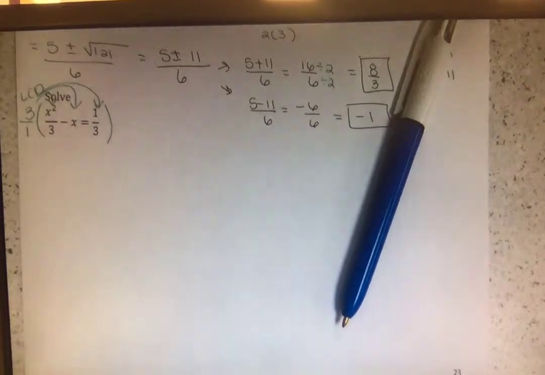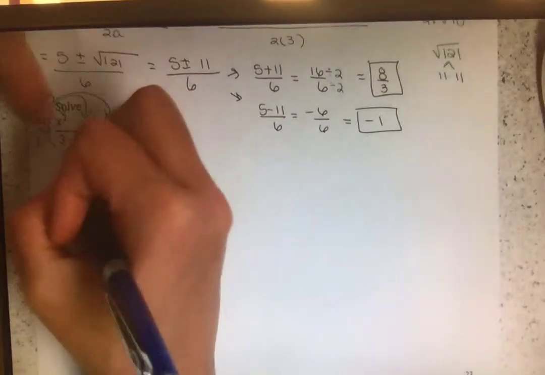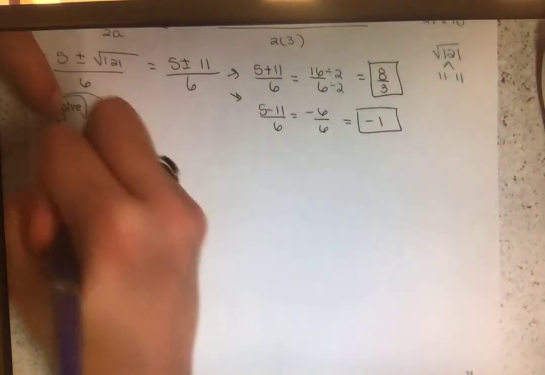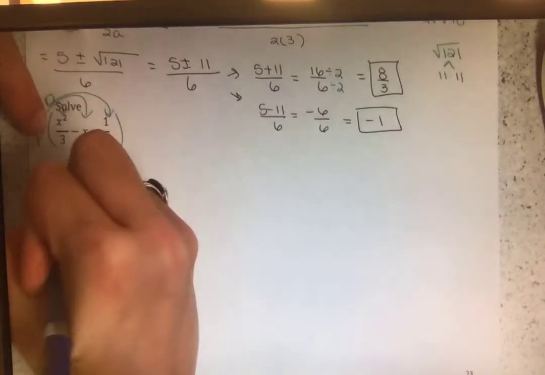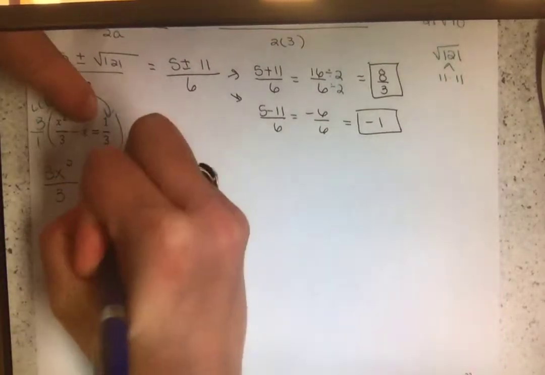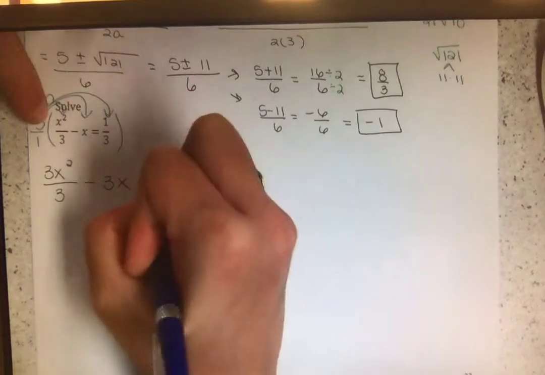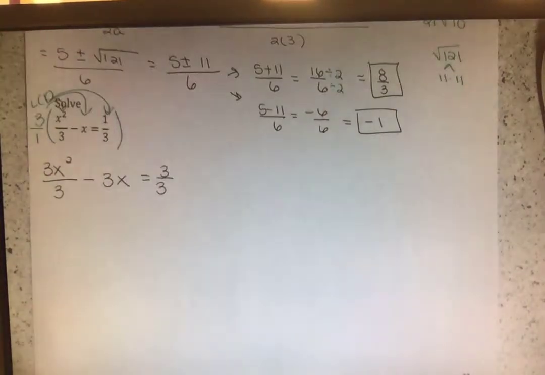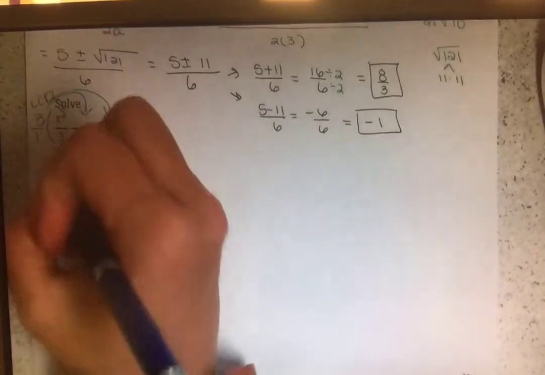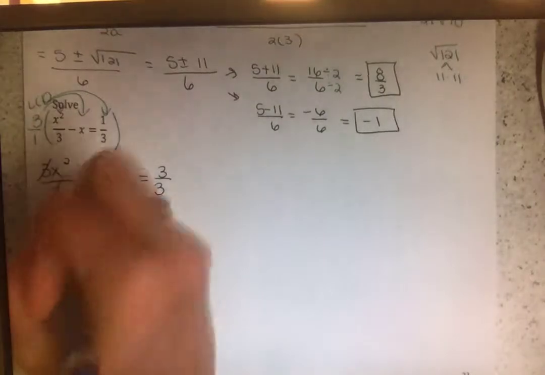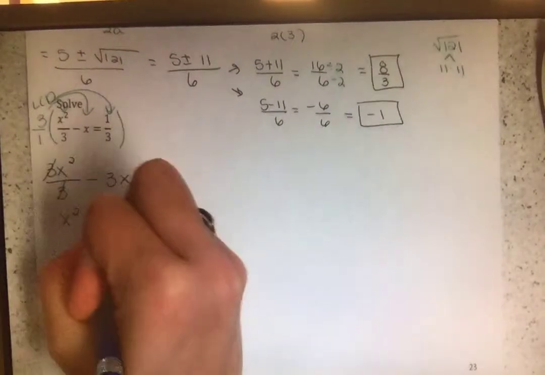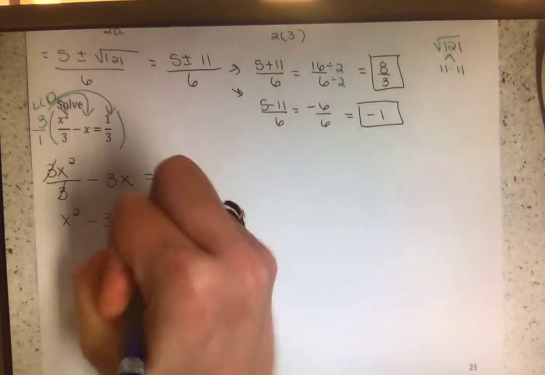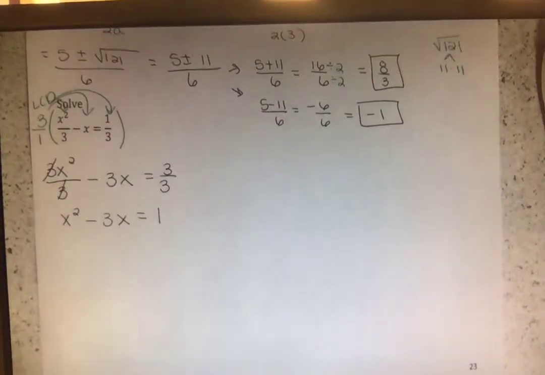So multiplying fractions, we're going to multiply straight across. 3 times x squared is 3x squared, over 1 times 3 is 3, minus 3 times x is 3x, equals 3 times 1 is 3, over 1 times 3 is 3. So we distributed the LCD. Now to simplify, 3 divided by 3, those go to 1, cancel each other out. We're left with x squared minus 3x equals 3 divided by 3 is 1 again.